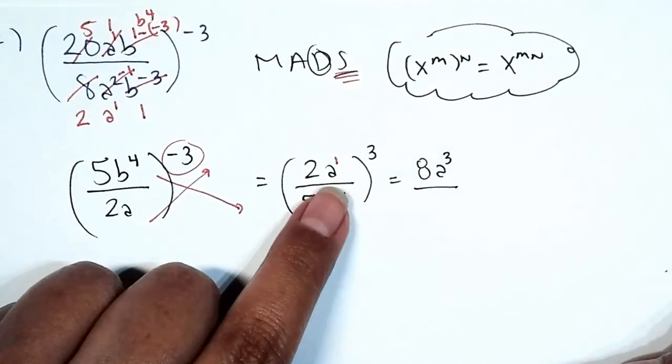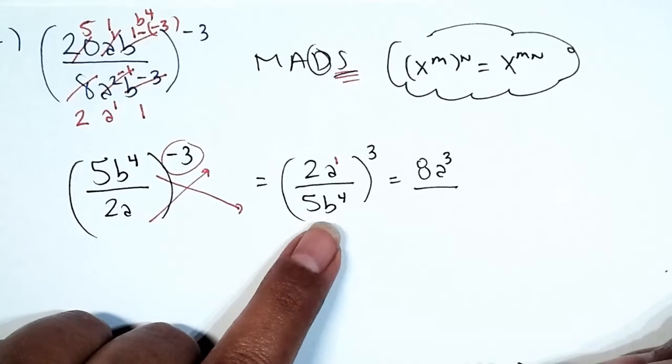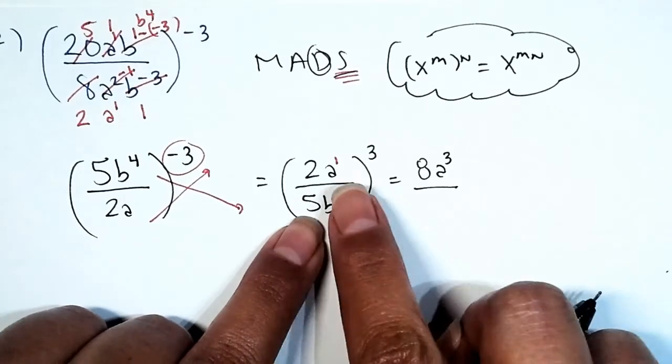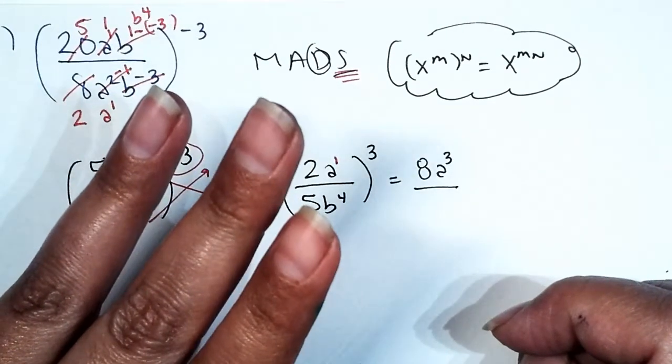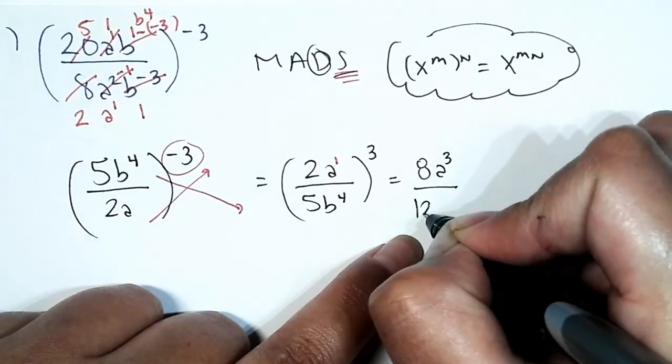Okay, top is done. Let's attack the denominator. For the denominator, 5 to the 3rd power. I want to know what's 5 times 5 times 5. And with some magic, that gives us 125.